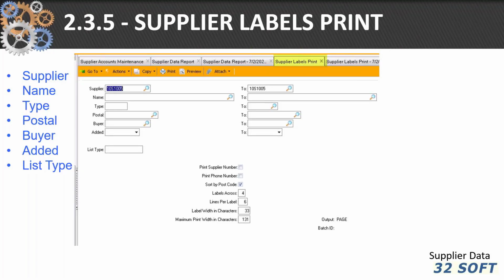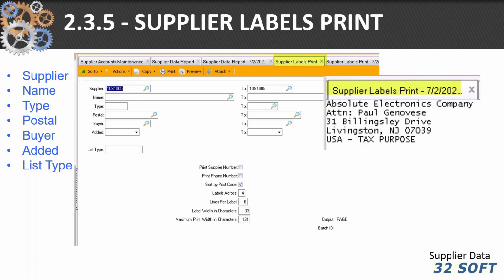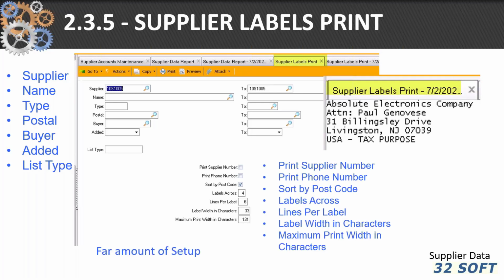So let's look at supplier information. There's supplier labels that you can print in 2.3.5. You can print very simple labels for inventory, for shipping. You can set the number of labels, lines per label, the width, etc. That does require a fair amount of setup, but if you go with your IT group, they should be able to help you with that label printing.